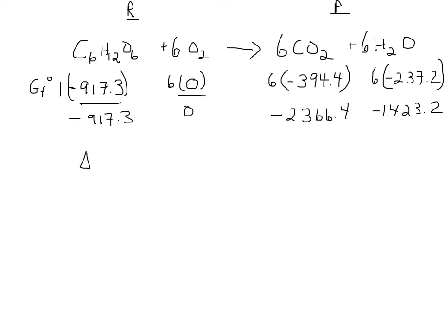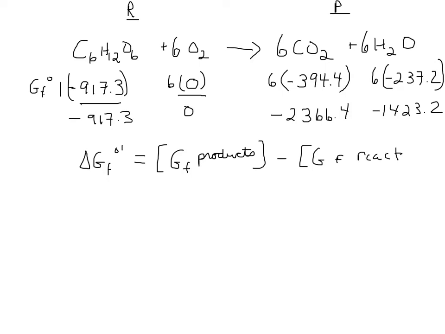Here's our reaction. Delta G, working with these theoretical formation values, is going to be the free energies of formation of the products minus the free energy of formation of the reactants. Okay, and the products, remember, are over here on the right, and the reactants are over here on the left.